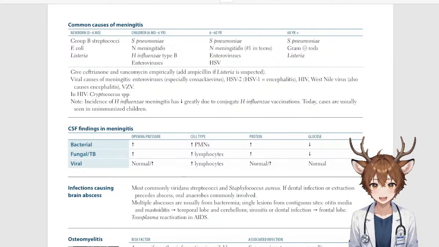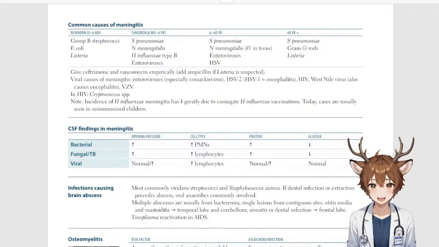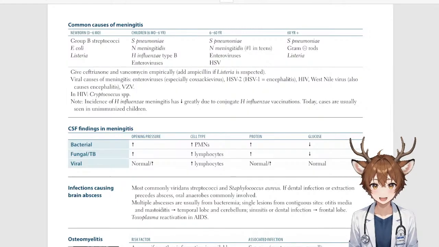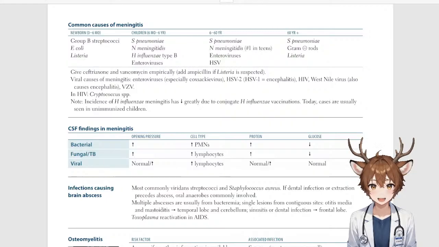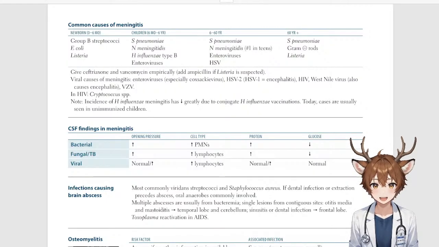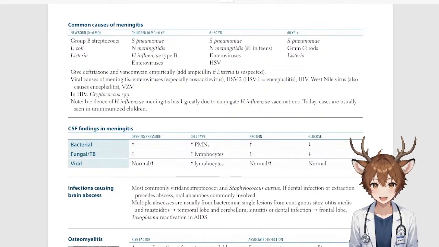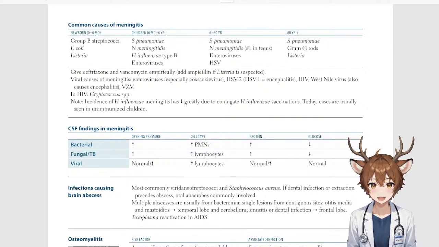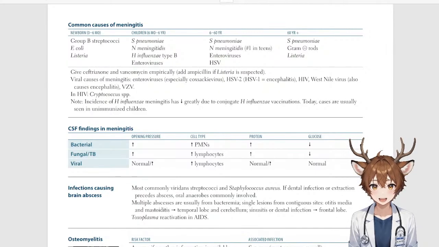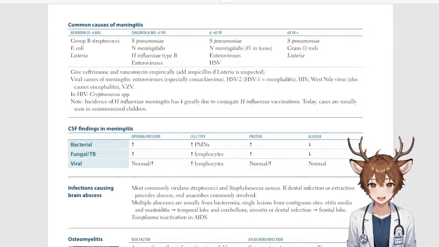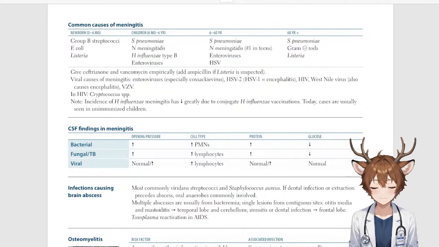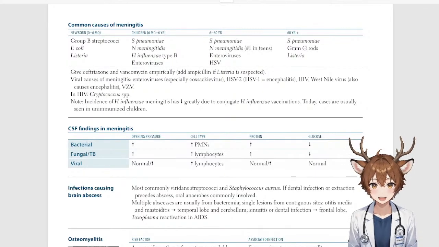So let's say it's bacterial. For bacterial, you have an elevated opening pressure, increased neutrophils, PMNs, increased protein, but decreased glucose. Why? Because the bacteria are eating the glucose. What about fungal? Fungal, you have an increased opening pressure, increased lymphocytes, not neutrophils, lymphocytes, increased protein, and decreased glucose. Why? Because the fungi are eating the glucose. And again, the same is true for TB.